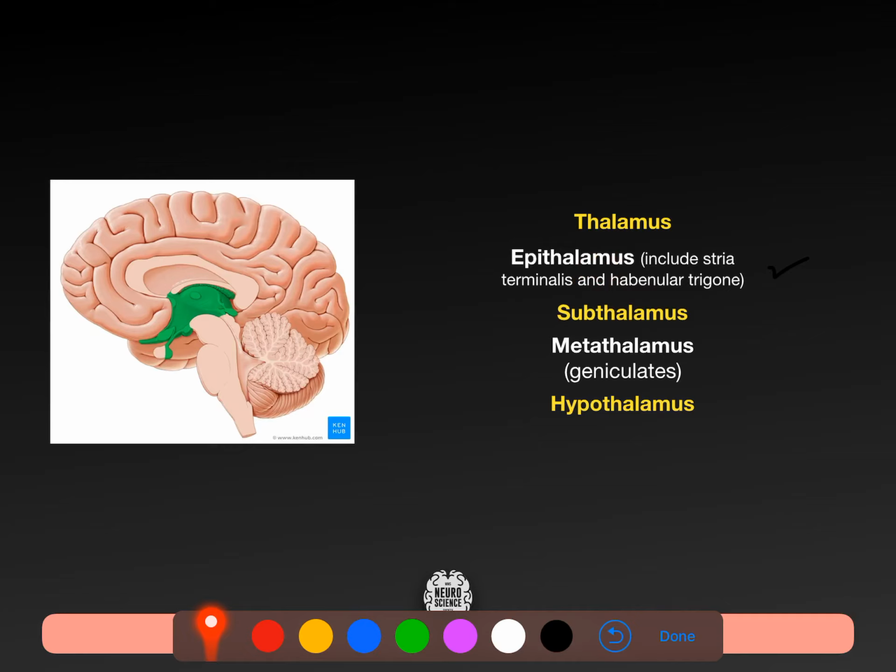We have the stria terminalis, which connects the amygdala to more anterior structures. And we have the habenula trigone, which we'll come to, but it sits at the back and sort of connects the pineal gland to more anterior structures as well.